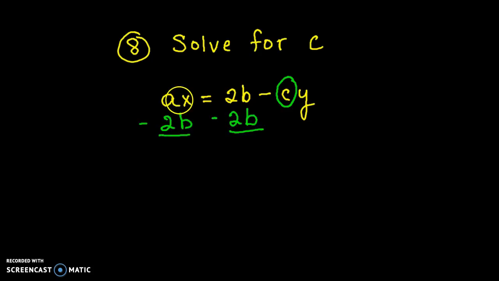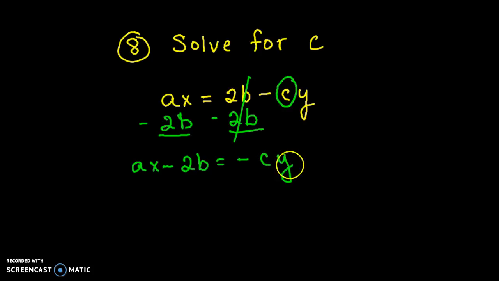Okay, now notice these are not like terms, so I'm going to be careful. I'm going to rewrite this as ax minus 2b is equal to, these would cancel out, and don't forget you have that negative there, so we're going to say minus cy. Don't lose sight that we're solving for c, so now we've got to divide by y. We've got c and we've got y. You actually could divide by negative y.